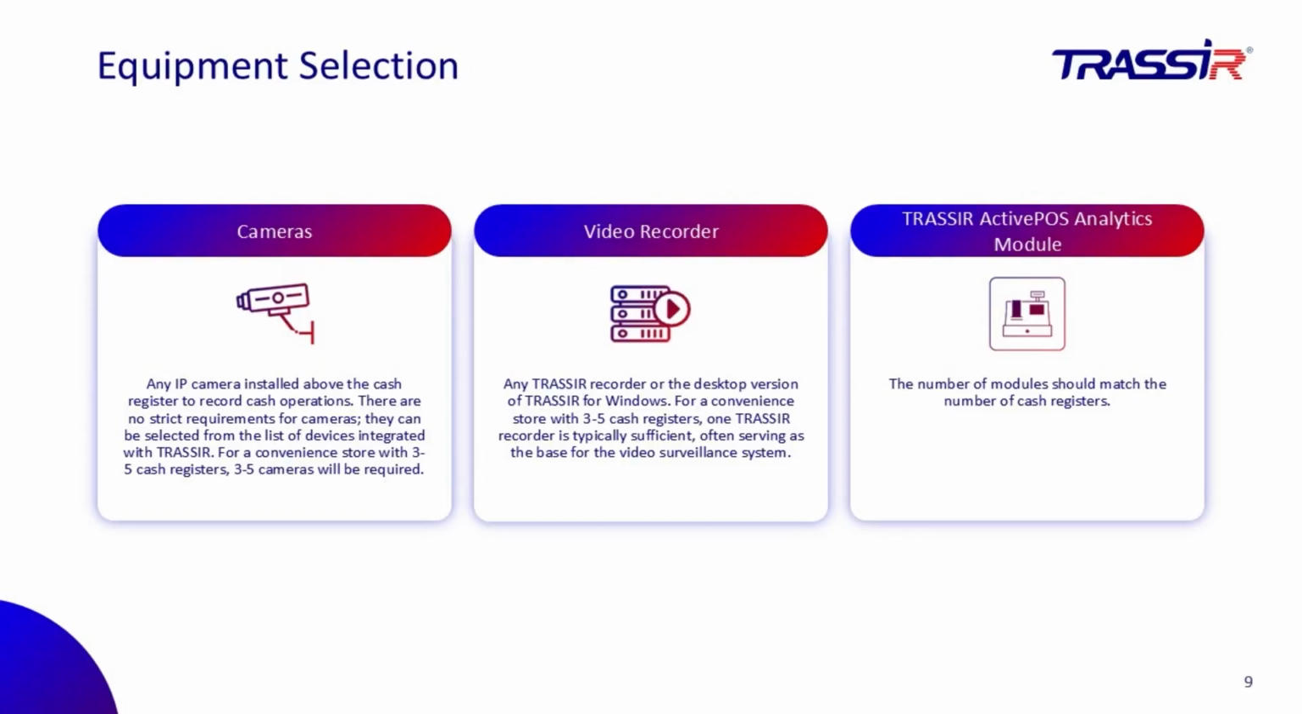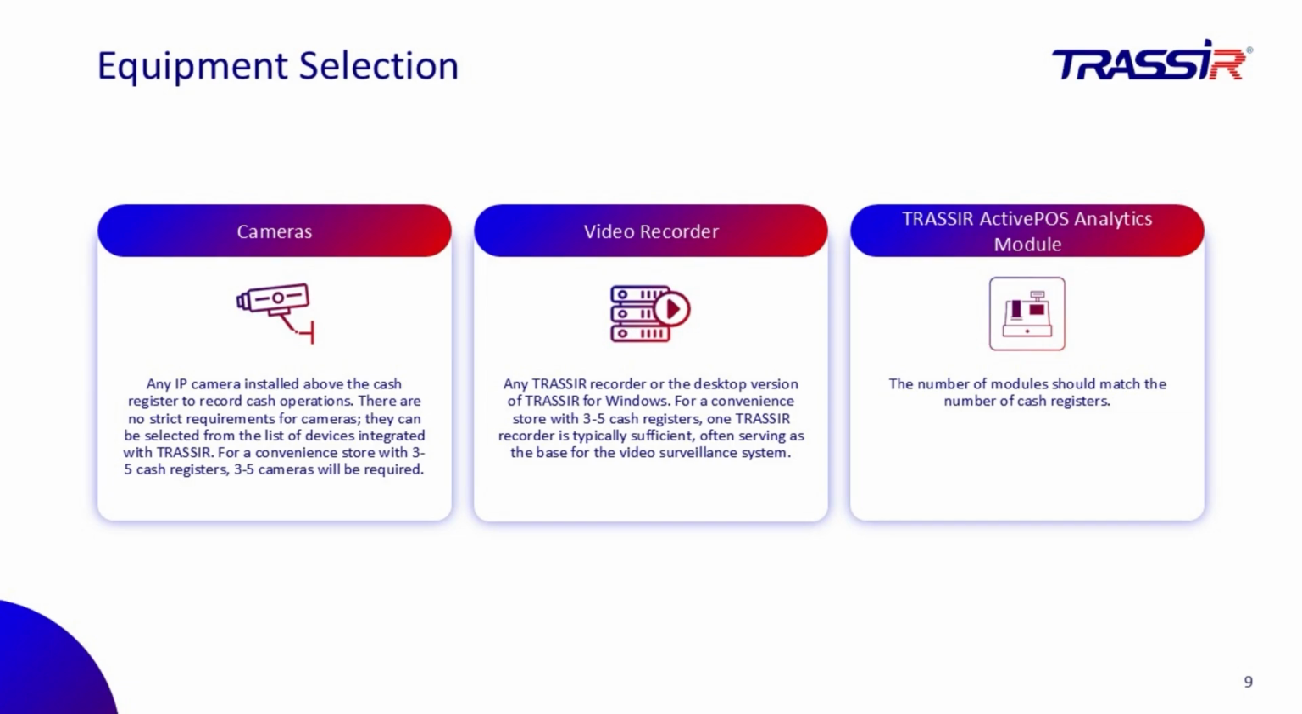And the final point is what kind of equipment is required for the operation of this module. This module has no strict requirements. The most important thing is integration with the cash terminal system. Any IP camera from the list of integrated ones, or with support for ONVIF or RTSP protocols, will be suitable, which will be installed above the cash terminal to record cash transactions.